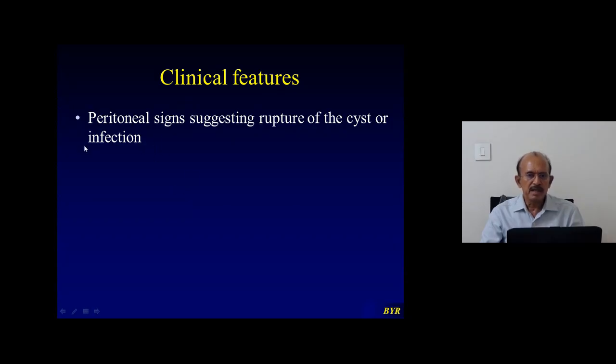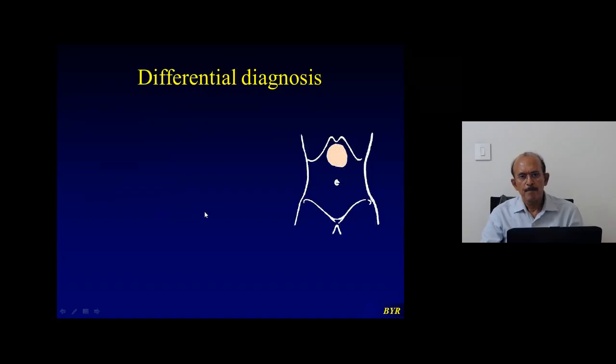When the cyst gets infected and forms an abscess, what signs will be there? There will be fever, icterus, and pleural effusion.